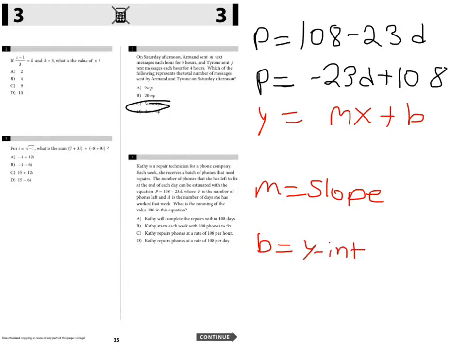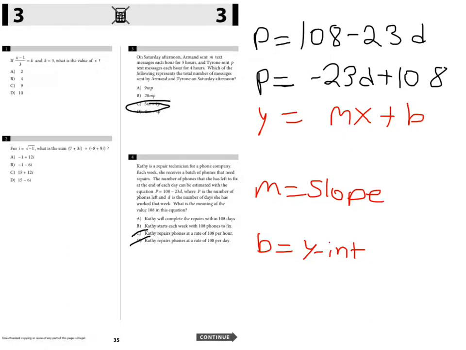Now your slope is your rate of change, your rise over run, your change in y over change in x. In this case, your slope is 23, which would be the amount of phones she repairs per day, not per hour. So that marks out answer choice C, and it's not D because we said it's 23 per day. What is B?